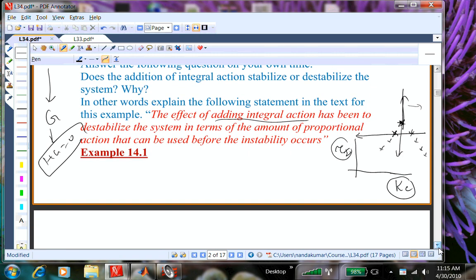in the course, when you come across a statement like that, should make sense in your mind. That adding integral action destabilizes, what does it mean? It simply means that Kc becomes smaller and smaller.